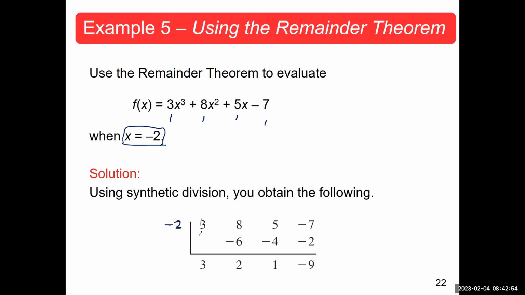We move the 3 down, all the way down. That's where the 3 comes from. Now you multiply -2 by 3, you get -6. You add, you get 2. Now -2 times 2, you get -4. 5 minus 4 is 1. -2 times 1, you get -2. Now -7 plus -2, you get -9. Okay. So what is the -9? It's the remainder.